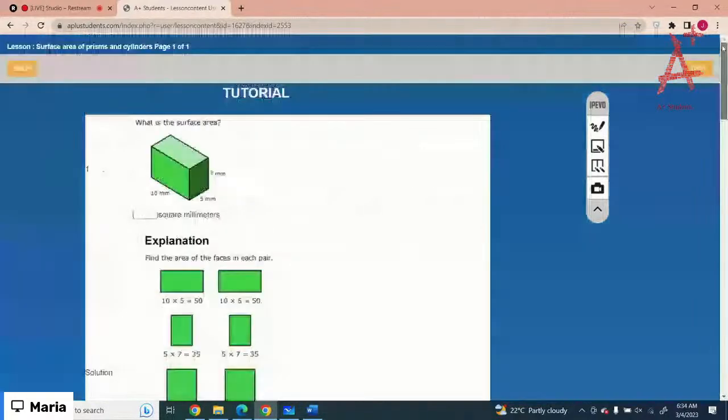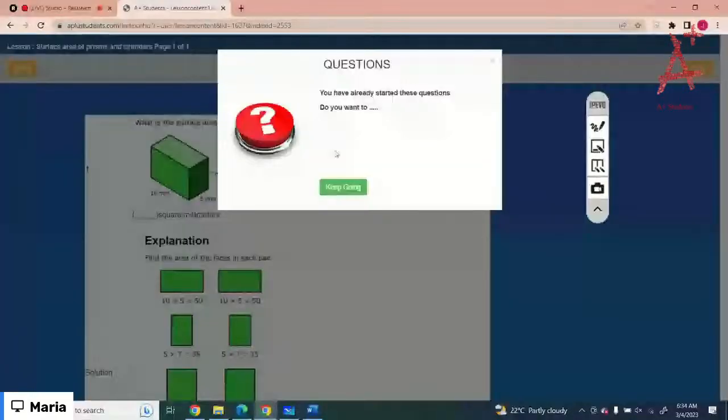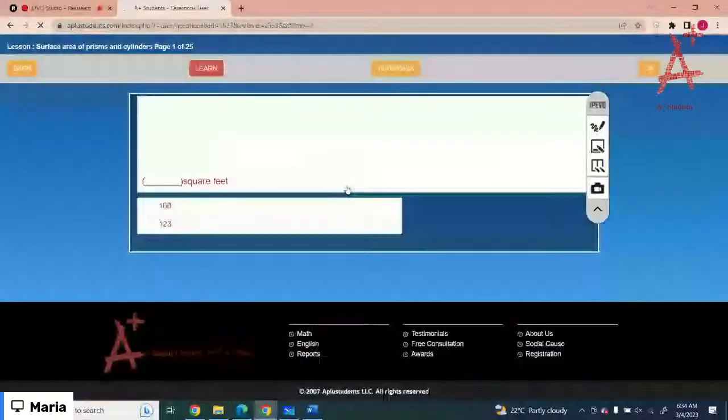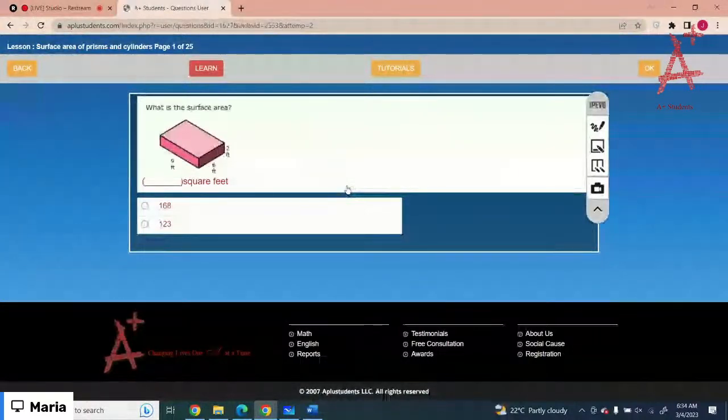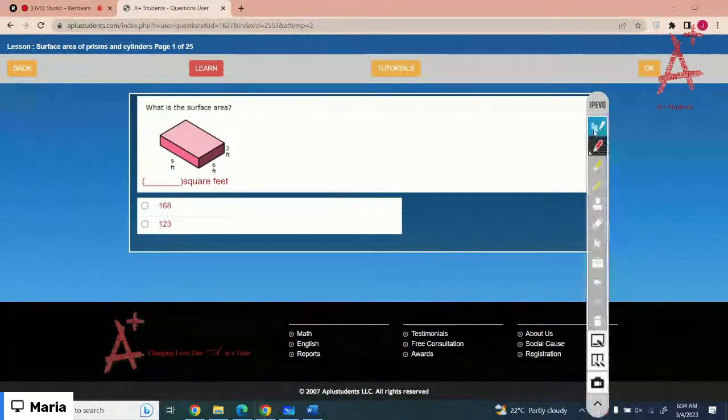Let's start with the practice questions. What is the surface area? You have to calculate the surface area of each face in pairs and add them, like we just did in the lesson. For the front face, it is 6 times 2, which is 12, so 12 plus 12. Then 9 times 2 is 18, so 18 plus 18.